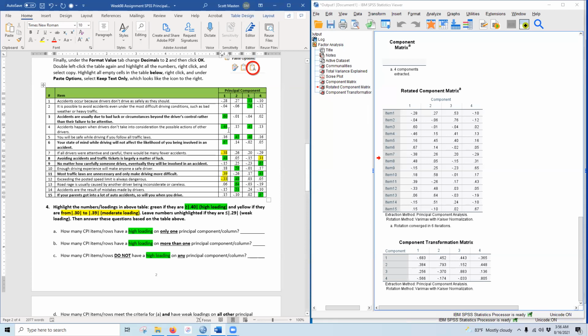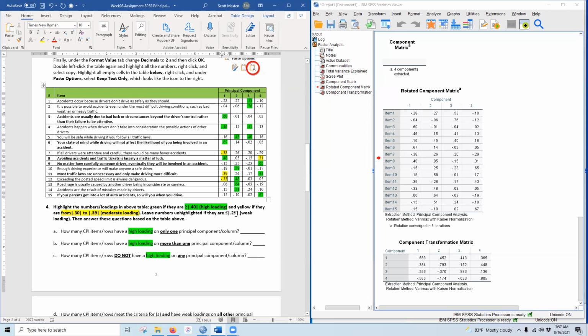Is that it? Let's do a quick check. No, none of these are 0.3 to, sorry, 0.39. All right, that looks like it. So leave numbers unhighlighted if they are less than 0.29, that is weak.